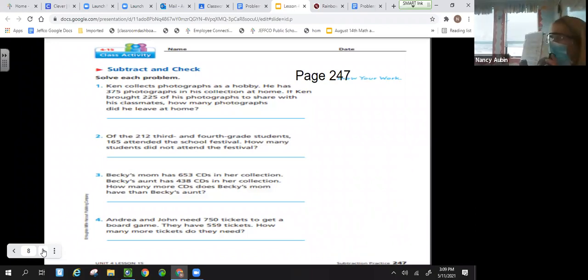So here's what that means. Subtract and check. What do you think we're going to check our work with? Which operation would check subtraction? Addition. So let's watch. Do this with me, but I'll do it, and then we'll do it, and then you can do it in partners. All right. Ken collects photographs as a hobby. He has 375 photographs in his collection at home. If Ken brought 225 of his photographs to share with his classmates, how many photographs did he leave at home? That tells me, as I visualize, that he is subtracting.